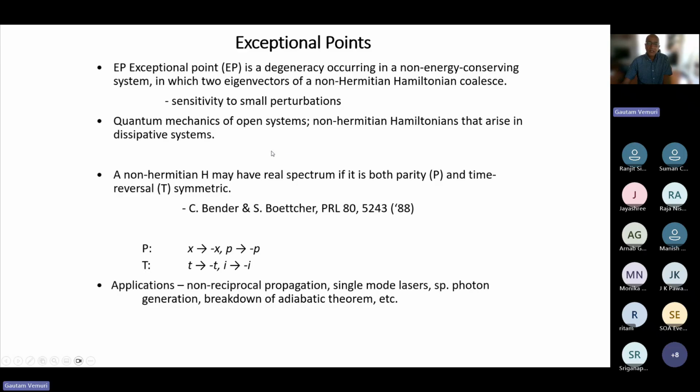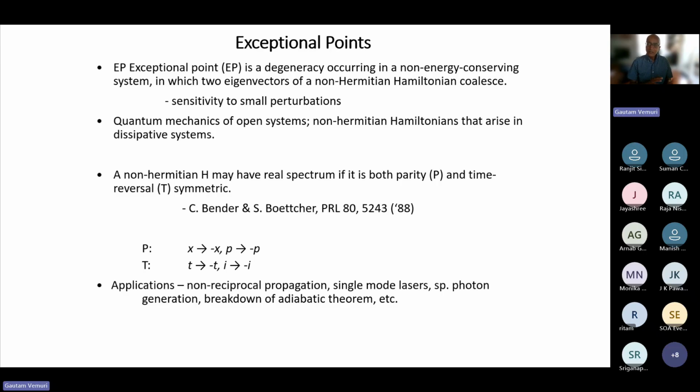A special case of non-Hermitian Hamiltonians are the so-called parity time reversal symmetric Hamiltonians, which are referred to as PT-symmetry, where the parity operator changes the sign of the position and the momentum operator, and the time reversal operator changes the sign of the complex i. And these systems have received tremendous attention in recent years because they have a number of applications, in addition to addressing some foundational questions in quantum mechanics.